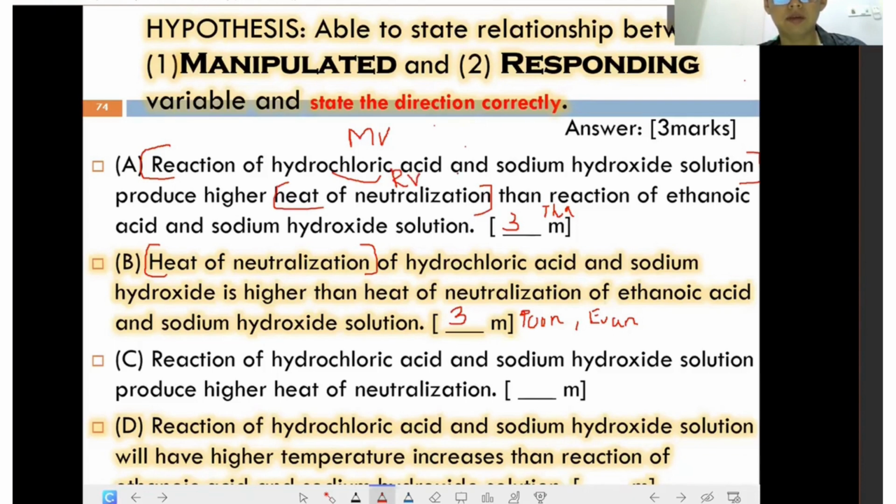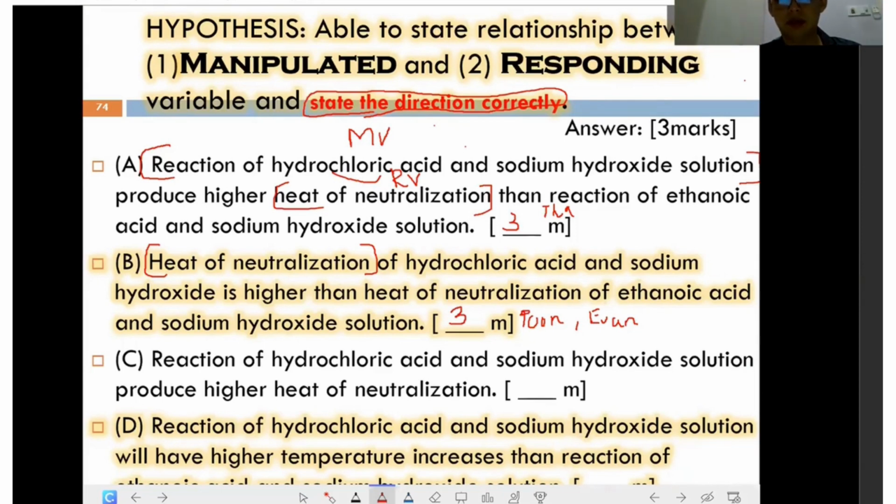So in this case, very good, because this answer states the direction correctly. The manipulated variable and responding variable are linked together with the correct direction. You see, fulfilled. So no problem, well done.